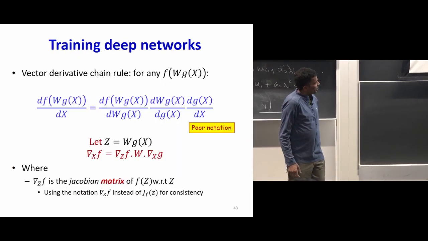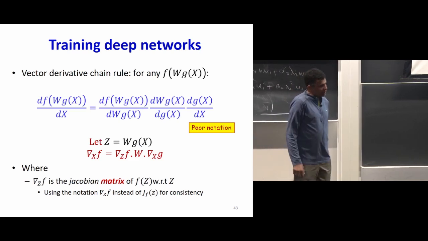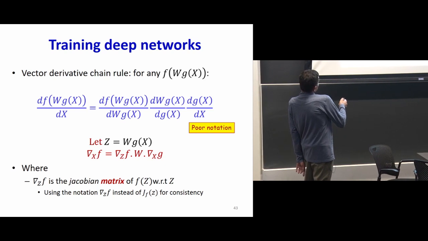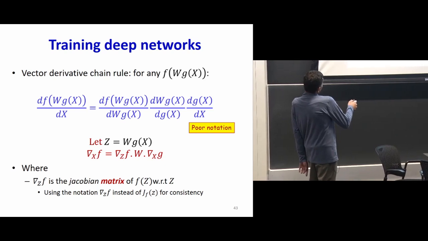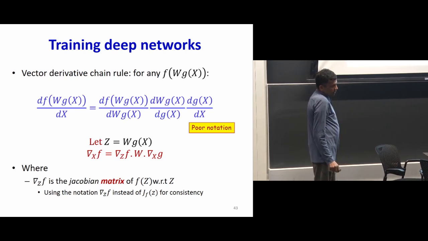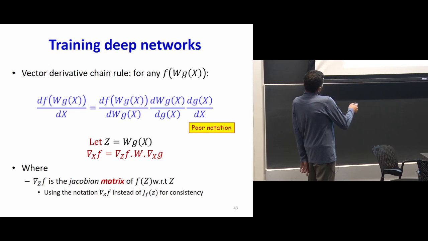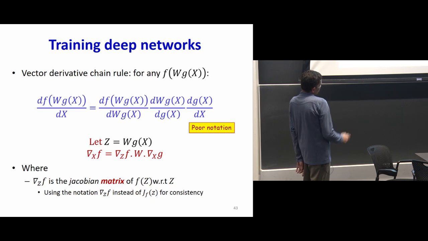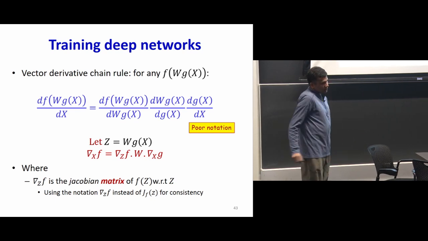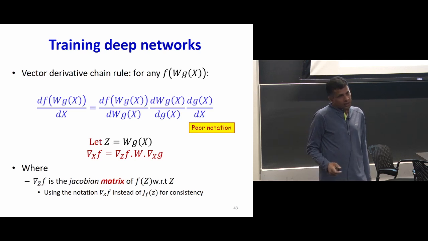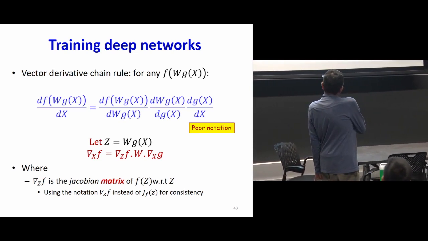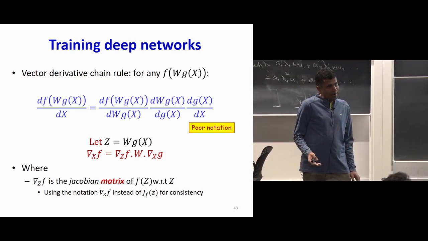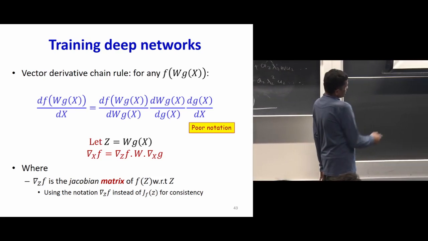Now, when I write the derivative, this is going back to the simple vector derivation rule. If I have a function f of w times g of x, and I try to compute the derivative of f with respect to x, we've seen this chain rule before: it's the derivative of f with respect to z, where z is defined as w times g of x, times the derivative of w times g of x with respect to g of x, which is simply w, times the derivative of g of x with respect to x. This is the standard left to right chain rule that we've written several times in the past. And the derivative of f with respect to z is simply the Jacobian matrix for the final activation function. I'm just using the inverted triangle instead of writing J for consistency.